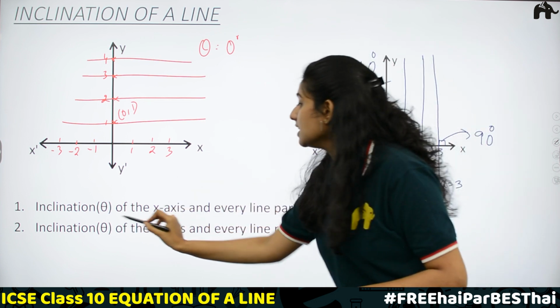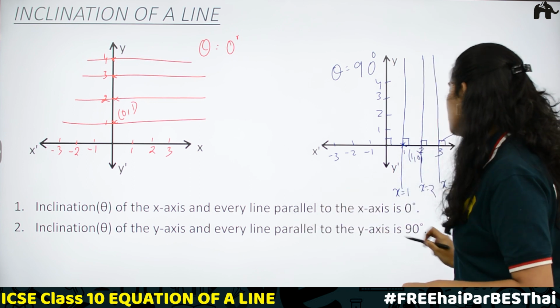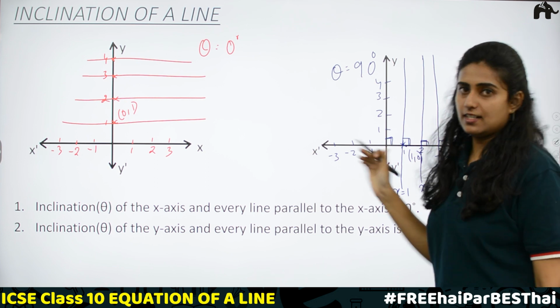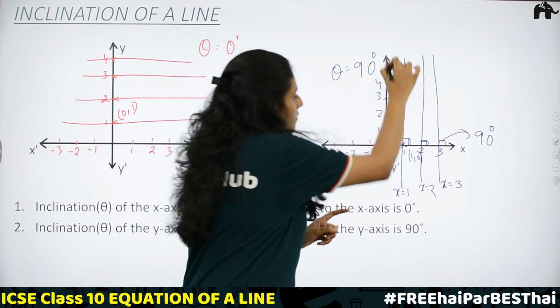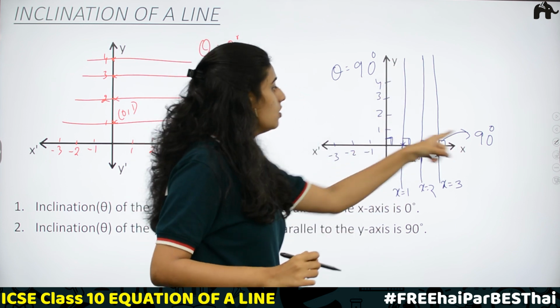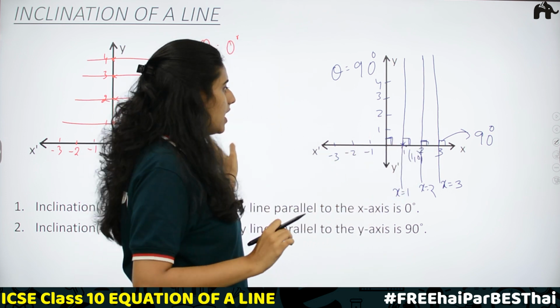And the inclination theta of the y-axis, and every line parallel to the y-axis, is 90 degree. A line which is parallel to the y-axis, or the y-axis itself, will make an angle theta equal to 90 degree with the x-axis. Understood? Perpendicular and parallel cases.